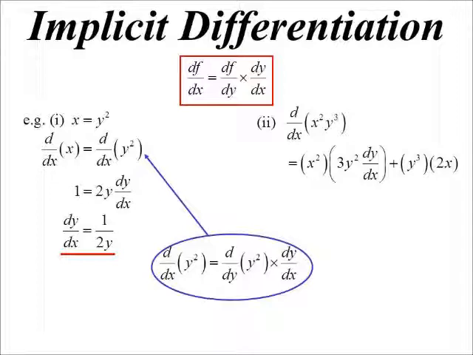Well, that's not a problem. I can do that with respect to x. That'll be 2x. And so that would be the derivative of x squared y cubed with respect to x.